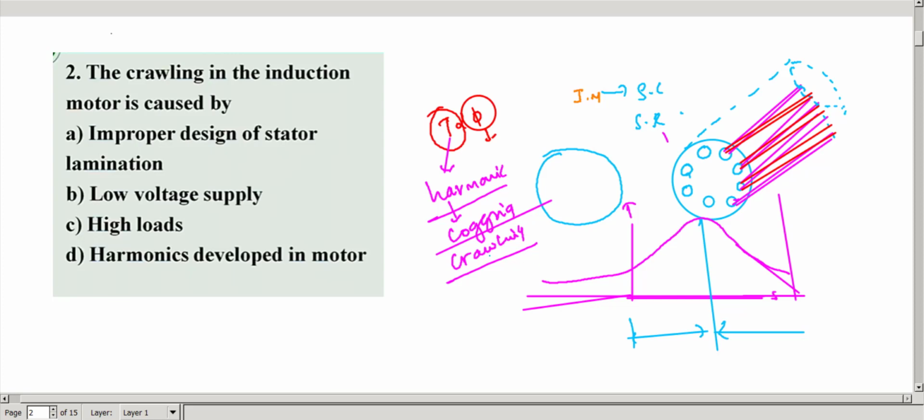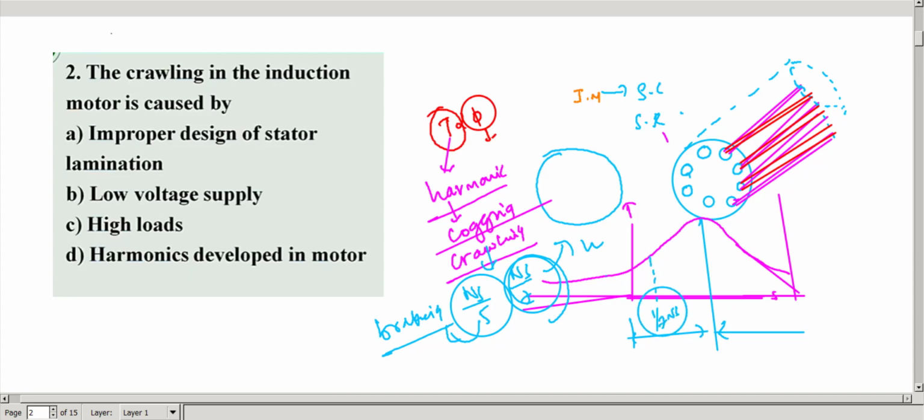Crawling occurs at Ns by 5, 1/5 of the synchronous speed, and 1/7 of the synchronous speed. This 1/5 of the synchronous speed occurs at the braking region. This 1/7 of the synchronous speed occurs at the unstable region. So this has to be remembered that crawling occurs at two speeds, that is 1/7 of the synchronous speed and 1/5 of the synchronous speed.